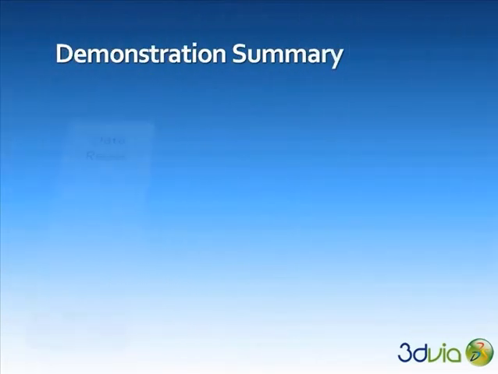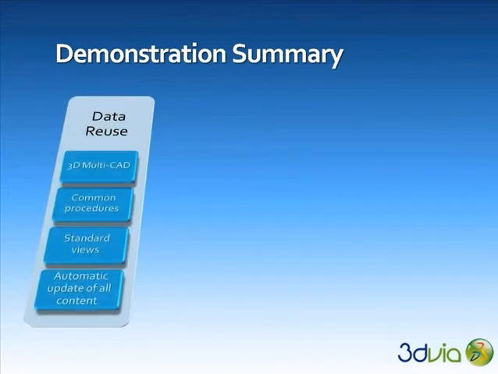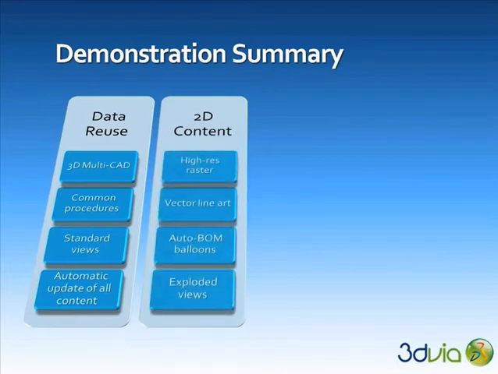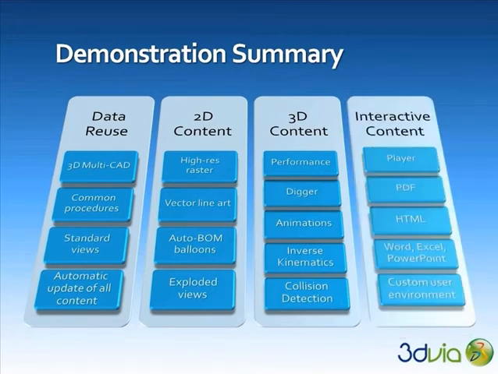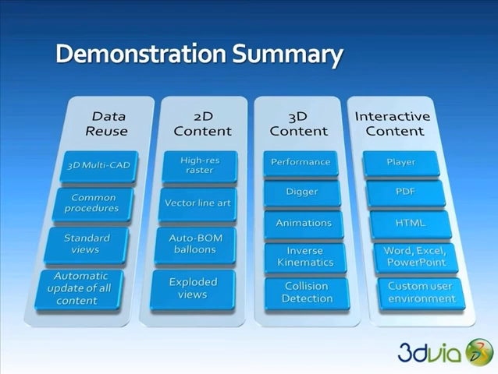In summary, 3D via Composer is built around data reuse and the ability to automatically update content. It also has the ability to export necessary images and vector files with your exploded views and bill of material ballooning. The same platform enables you to create 3D content such as animations and then deliver interactive content into the format of your choice, along with the power and flexibility to create custom user interfaces for any use case you can imagine.